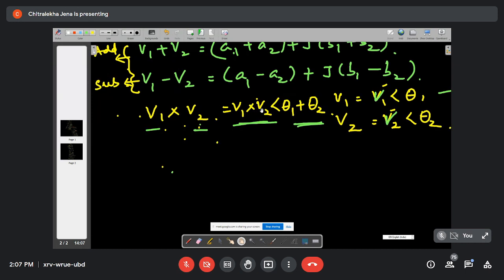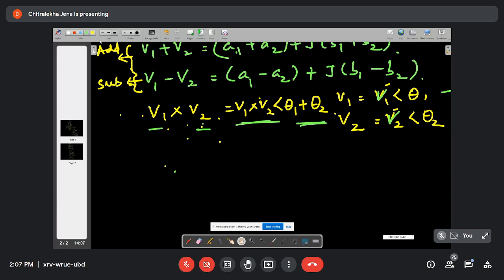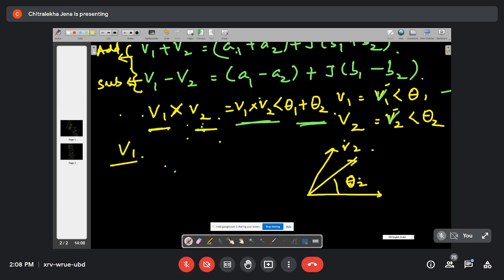Okay. When vectors are multiplied, here what you are doing? One vector is present at an angle theta 1. Another vector is present at an angle theta 2. Here you are multiplying two vectors which are present at different angles. Understood? Got it? Yes, ma'am. So here we are doing the cross product, right? Now you are clear, I think.